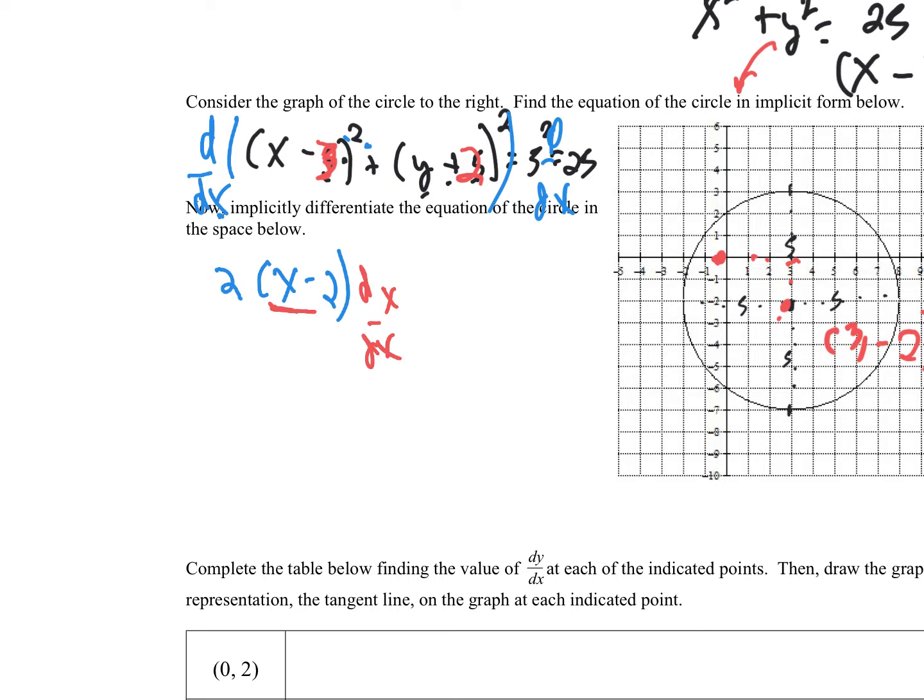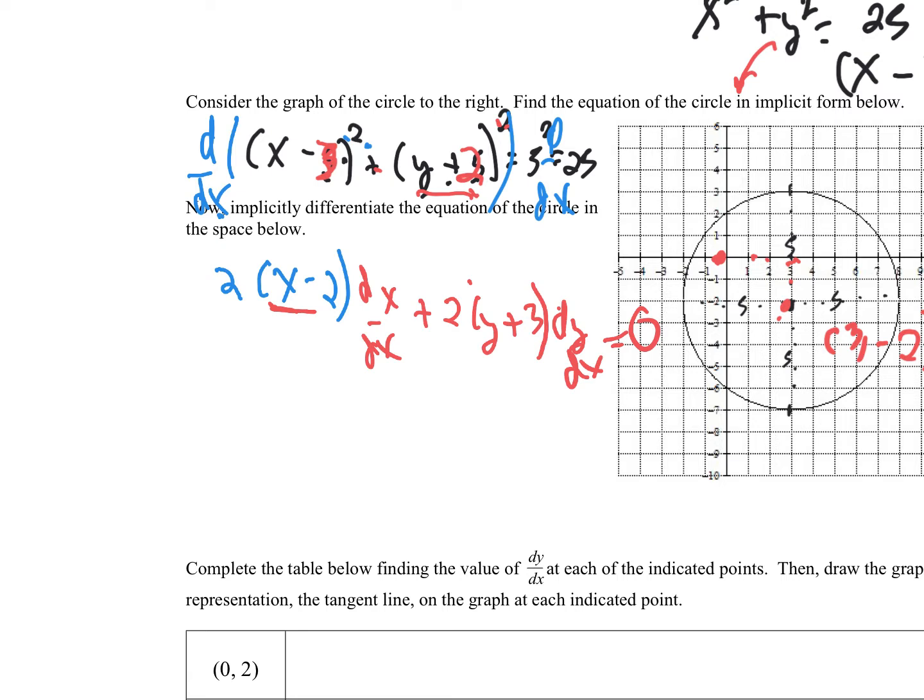Then I go to the next part, plus the 2 goes in the front, keep the inside, y plus 3. 2 times (y plus 3), take 1 away from the power, go on the inside, take the derivative from left to right. The derivative of y is dy/dx, plus 0, all equal to the derivative of 25, which is 0. So it doesn't look too bad.